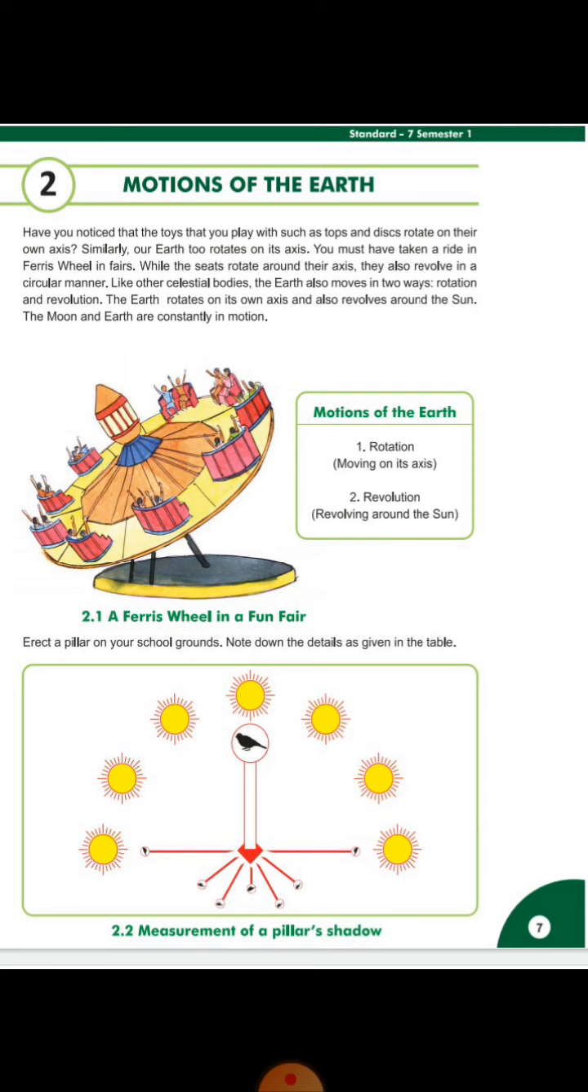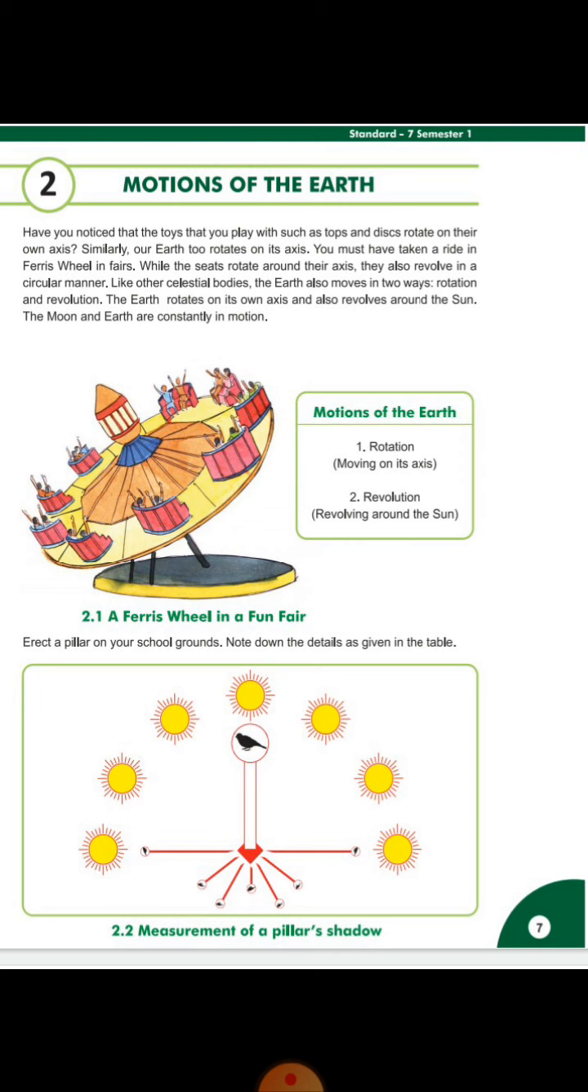Have you noticed that the toys that you play with, such as tops and discs, rotate on their own axis? Similarly, our earth too rotates on its axis. You must have taken a ride in a Ferris wheel in fairs. While the seats rotate around the axis, they also revolve in a circular manner. Like other celestial bodies, the earth also moves in two ways: rotation and revolution. The earth rotates on its own axis and also revolves around the sun. The moon and earth are constantly in motion.